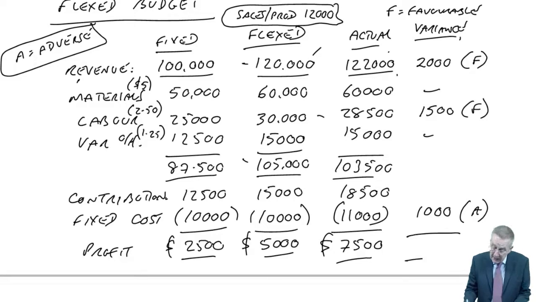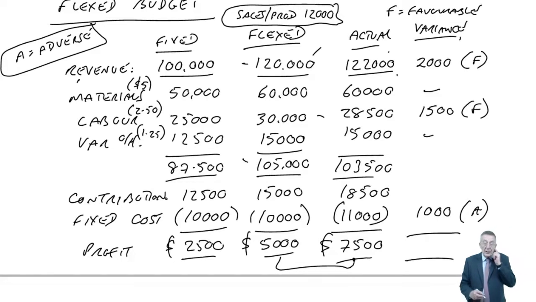And of course, it should explain the flex budget. We expected to make 5,000, made 7.5, made 2.5 more. We now know why. The net total of these, save 2 there, save 1.5 there, 3.5 in total. We now know where that extra 2.5 came from.